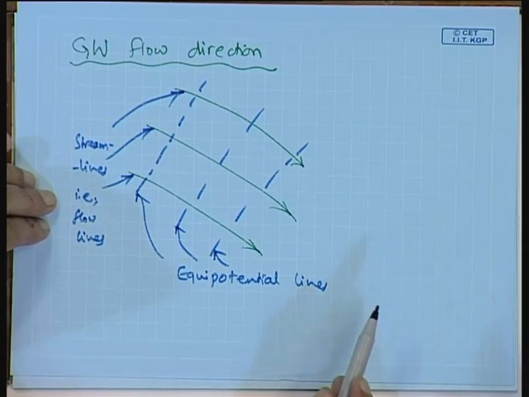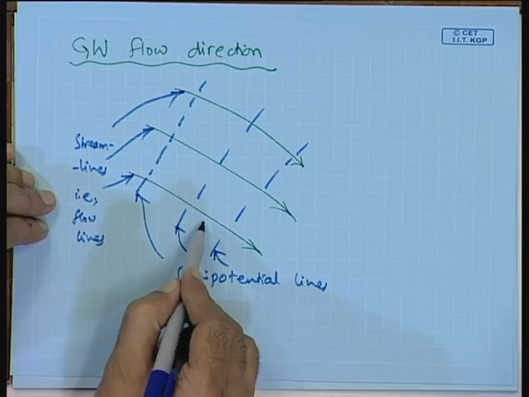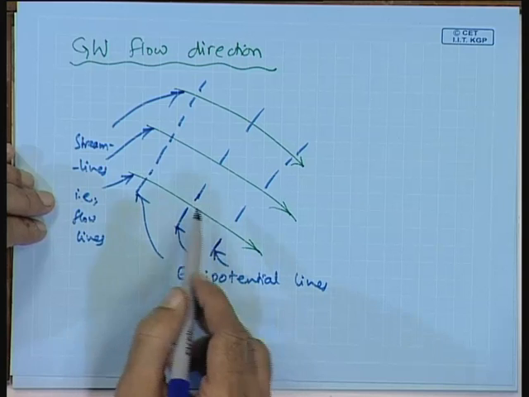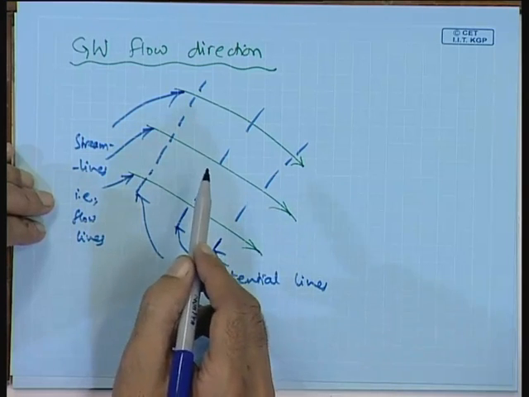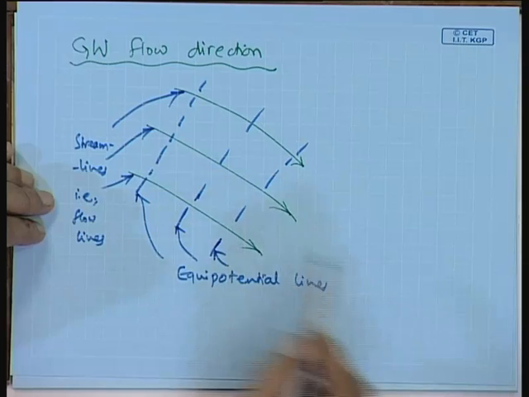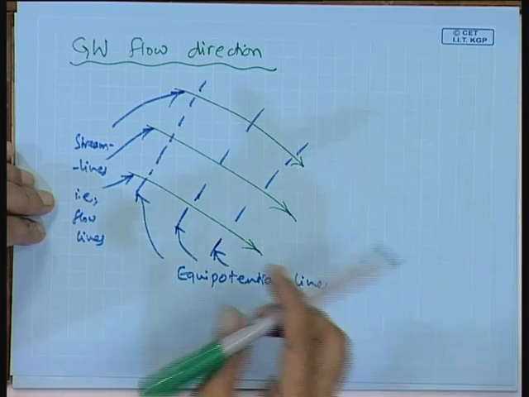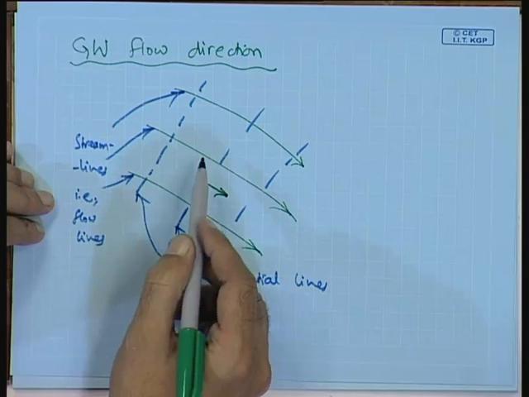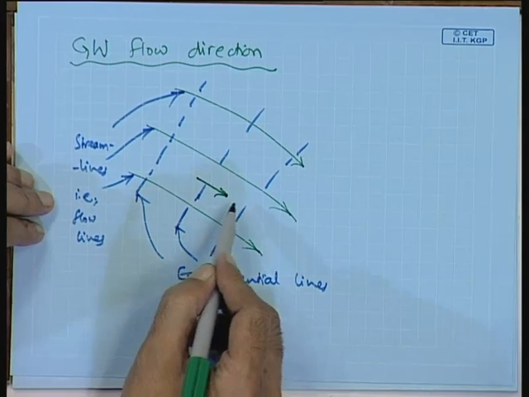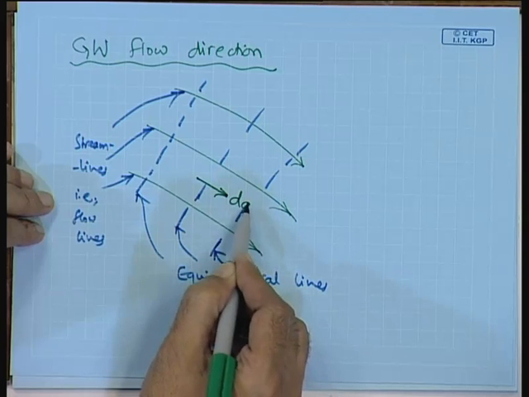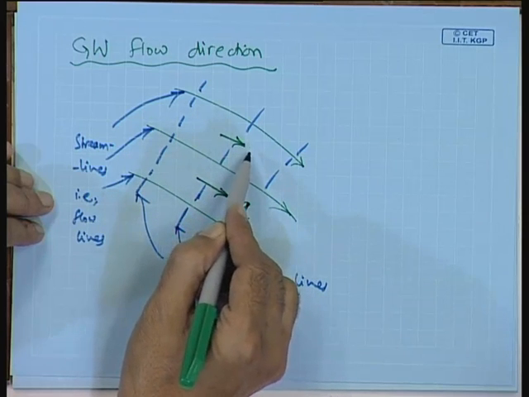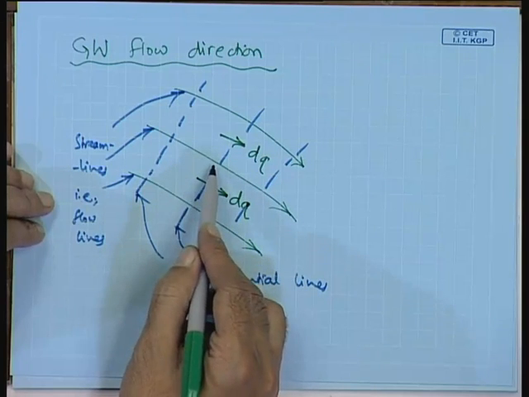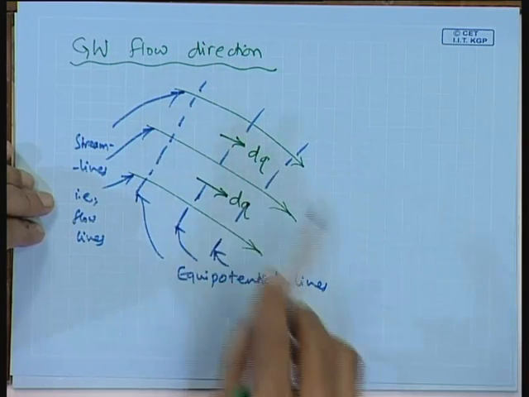Now, let us consider the stream wise, let us partition this flow net into square grids, and so, let us say the total flow between two neighboring streamlines, this be dq, and here also the flow is dq between the bottom and the middle streamline as well as the middle and the top streamline.